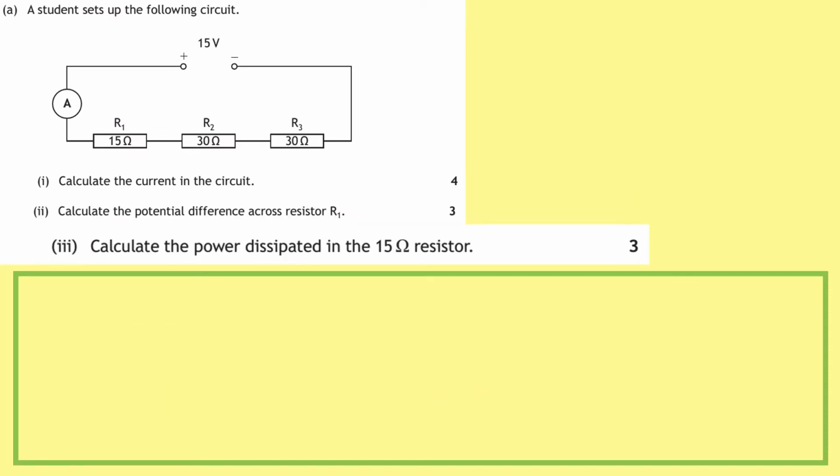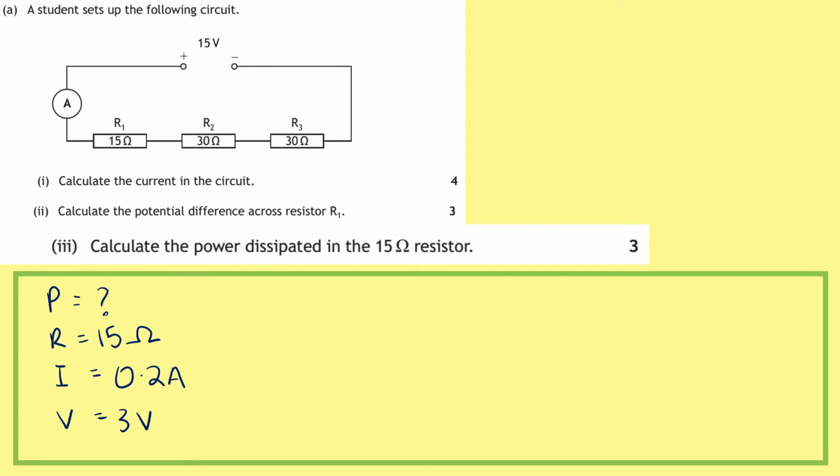Part 3. Calculate the power dissipated in the 15 ohm resistor. So we want to calculate power, and we know it's in the 15 ohm resistor, so that's our resistance. We worked out the current earlier in the question, so that's 0.2 amperes. And we just worked out the voltage for this resistor, which was 3 volts. So we've got 4 values here.